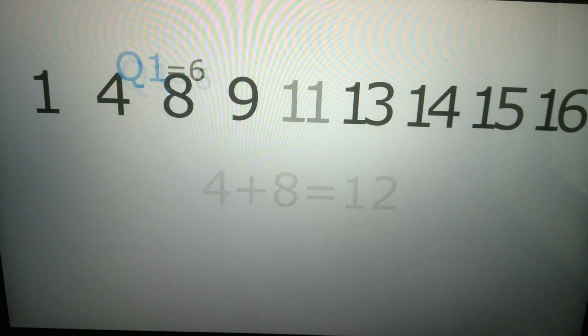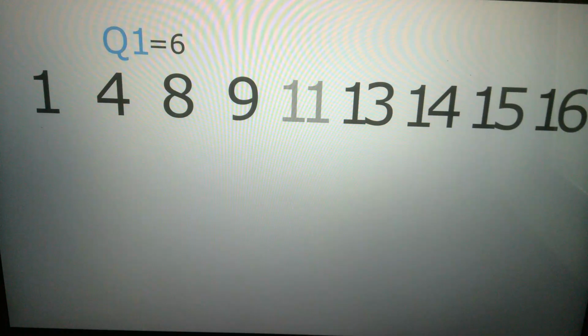The higher numbers are 13, 14, 15, and 16. The middle number here is between 14 and 15. So we have to find the mean. What's between 14 and 15? You guys are getting good at this. 14.5 or 14 and a half. Yeah, it's halfway in between.